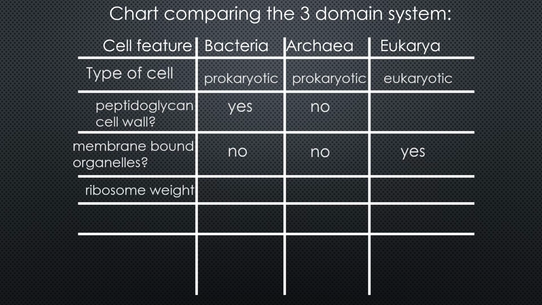And then the ribosome weight. If you'll remember, we talked about how all cells have ribosomes, but our bacteria and archaea have smaller ribosomes, whereas eukarya have larger ribosomes. And when we start comparing that, we find that archaea and eukarya are a little more closely related based on their ribosomal RNA than any of the other domains are related. So archaea and eukarya are more closely related because of the ribosomal RNA that we find.